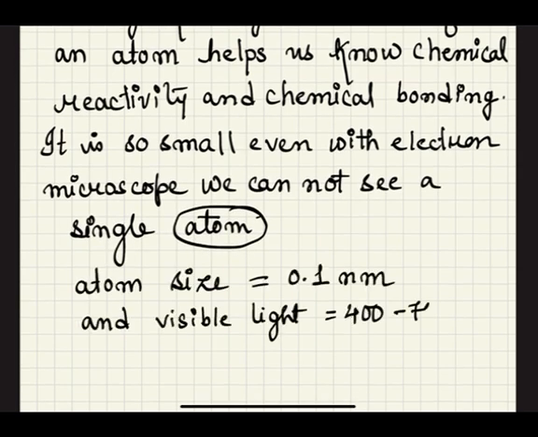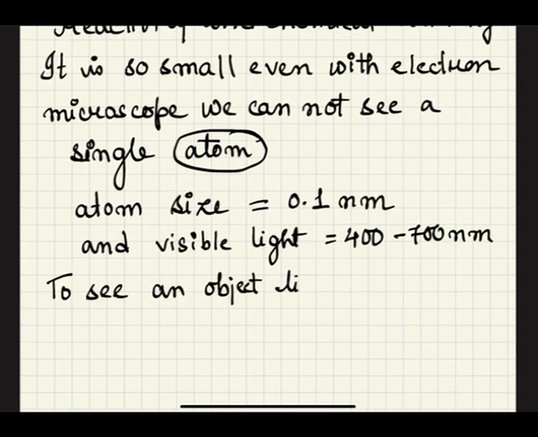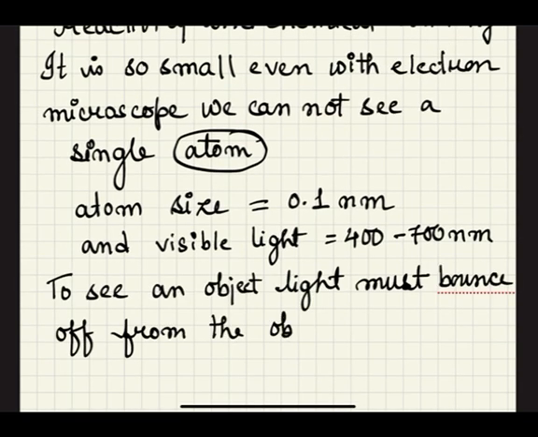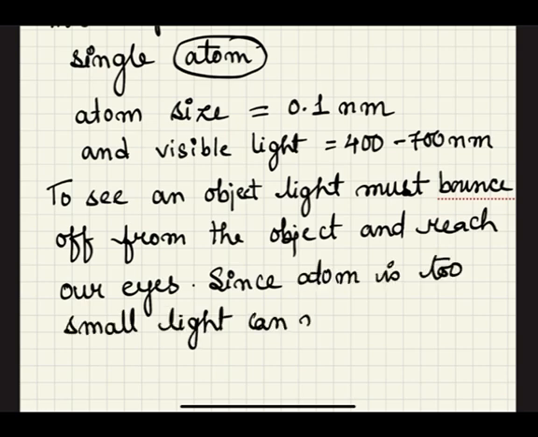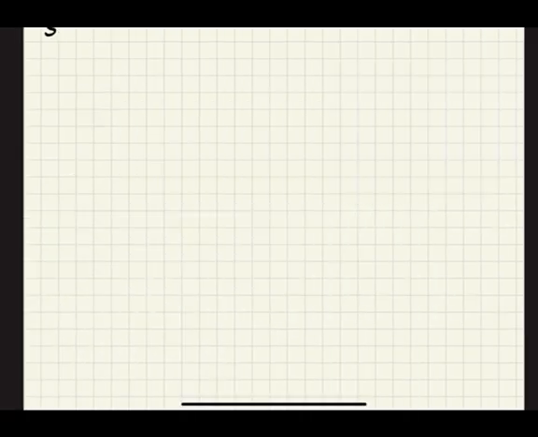Atomic size is about 0.1 nanometer and visible light is 400 to 700 nanometers. To see an object, light must bounce off the object and reach our eyes. Since an atom is too small, light cannot bounce off it.